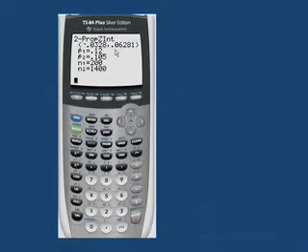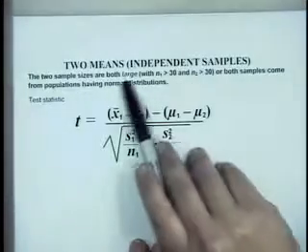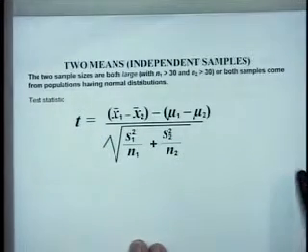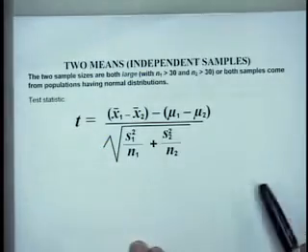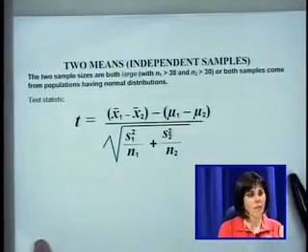Let's do the same kind of analysis for two means, independent samples, as long as they are both large and both samples come from populations having normal distributions. If you were to do that, you would have used the t-test, and it has a pretty big formula.